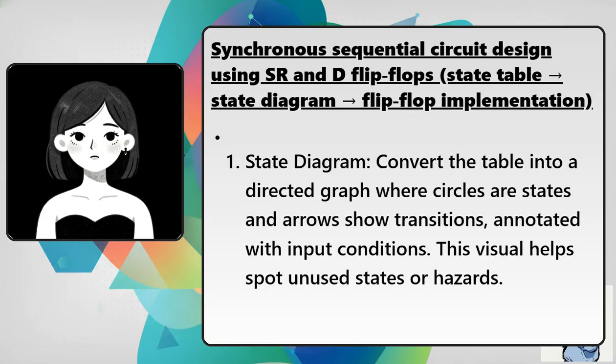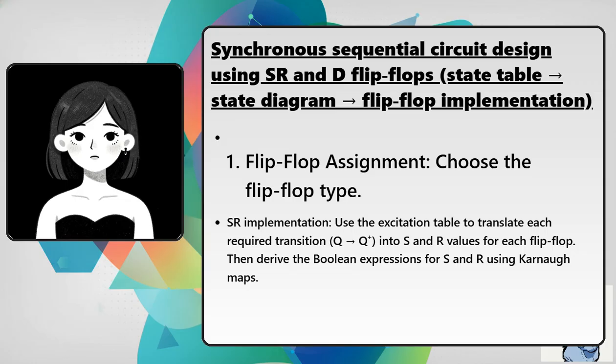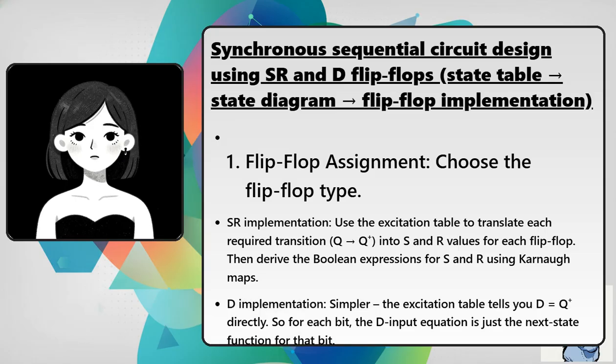2. State diagram: convert the table into a directed graph where circles are states and arrows show transitions, annotated with input conditions. This visual helps spot unused states or hazards. 3. Flip-flop assignment: choose the flip-flop type. SR implementation: use the excitation table to translate each required transition Q to Q+ into S and R values for each flip-flop. Then derive the Boolean expressions for S and R using Karnaugh maps. D implementation: simpler. The excitation table tells you D equals Q+ directly. So for each bit, the D input equation is just the next state function for that bit.